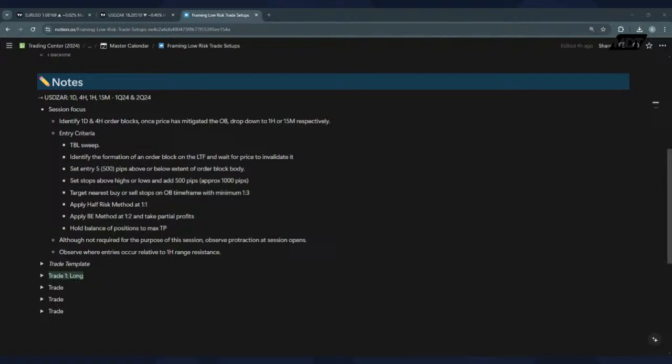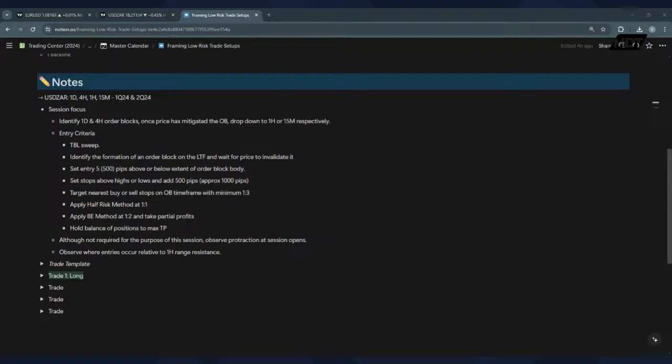I'll then set my entry. It should be 5 pips, but USDZAR is a bit different. So it's 500 pips on USDZAR. It's almost the equivalent of what 5 pips would be on your USD. Above or below the body of that order block, and then obviously set stops below the lows with an extra provision of about 500 pips. So my stops typically range between 500 and 1,000 pips on USDZAR.